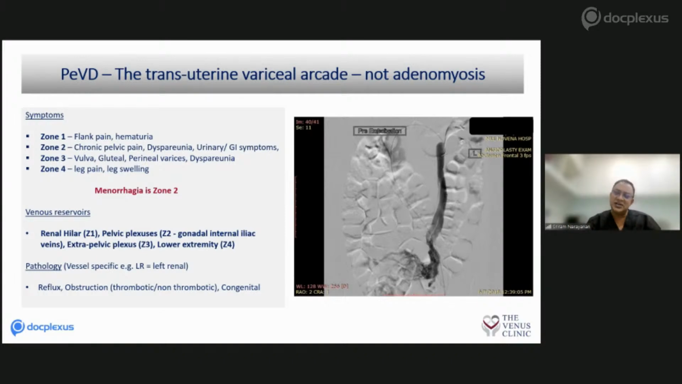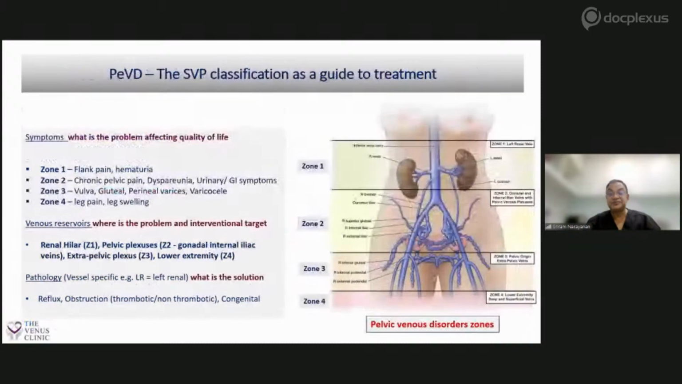Why am I going over these symptoms again? Purely for you to understand that a really good history allows you to know what would be the primary pathology and where the venous reservoir is likely to be. But then the classification, although it was only designed to describe a particular disorder so that we can compare like for like when we do publishing, also allows you to guide treatment, because the symptoms actually tell you what is the key problem that is affecting their quality of life.